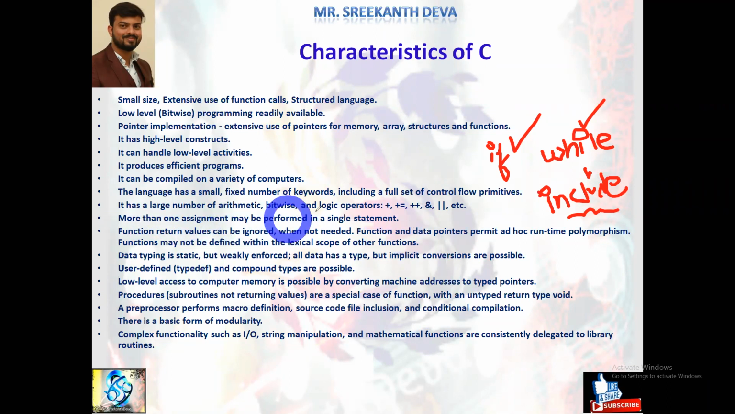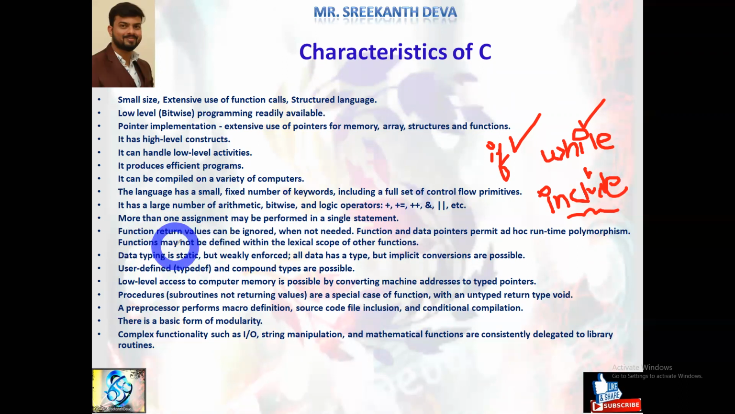C has a large number of operators, especially arithmetic operators. We can perform addition, subtraction, multiplication, division, modulus, several bitwise operators like bitwise and, or, negation operators, shift operators, logical operators like logical and, logical or, logical not, and conditional operators. C supports various types of operators. We can develop programs with the help of these operators. More than one assignment may be performed in a single statement.